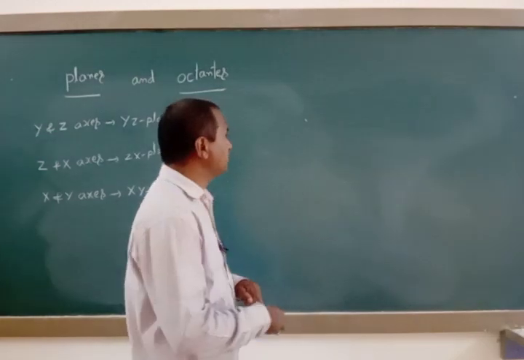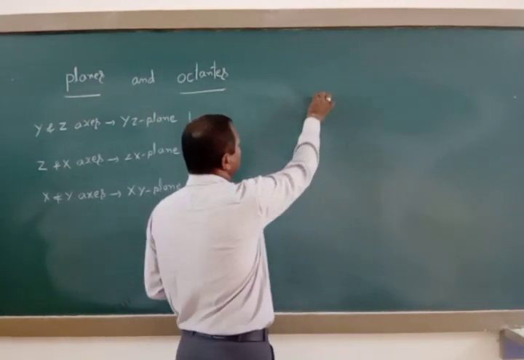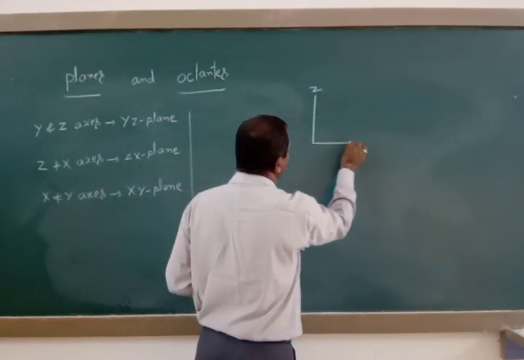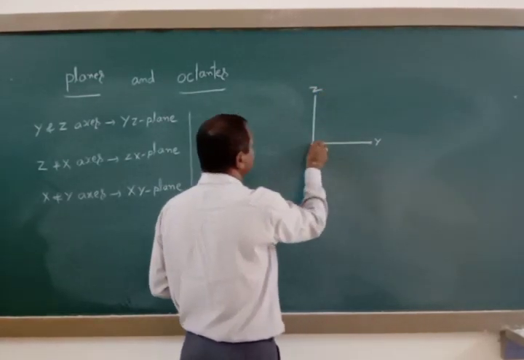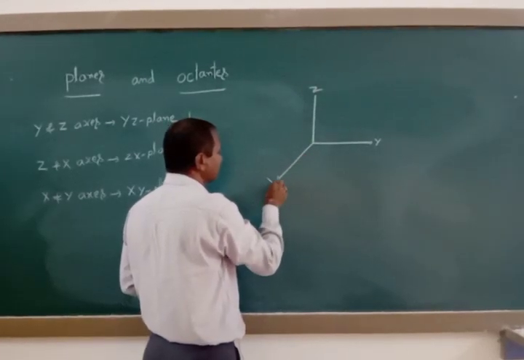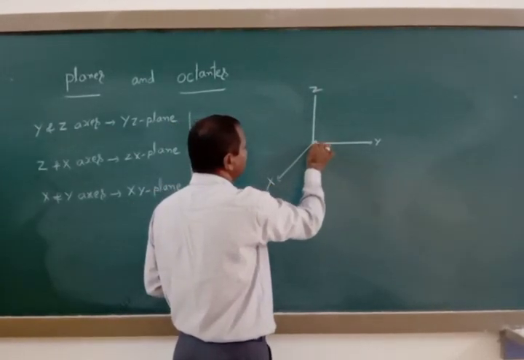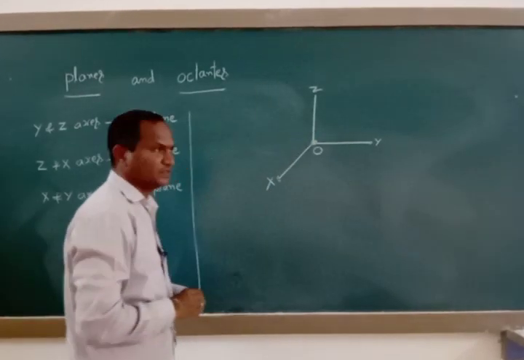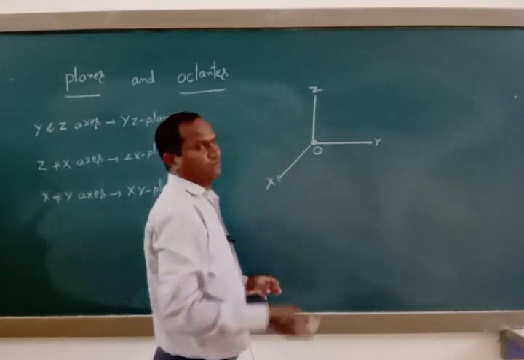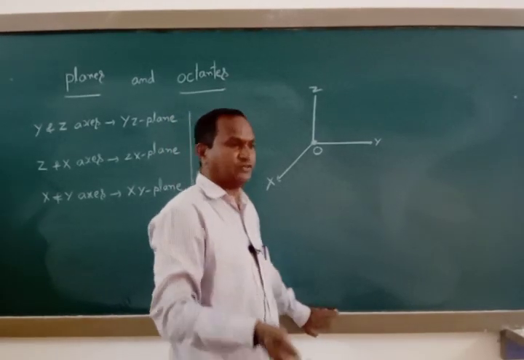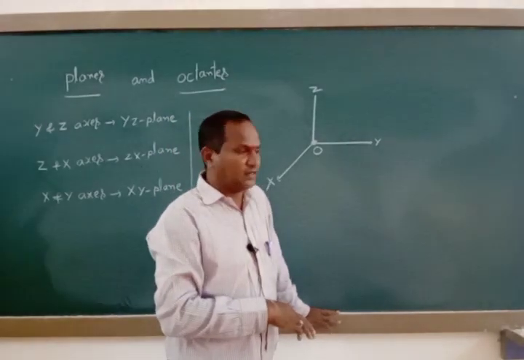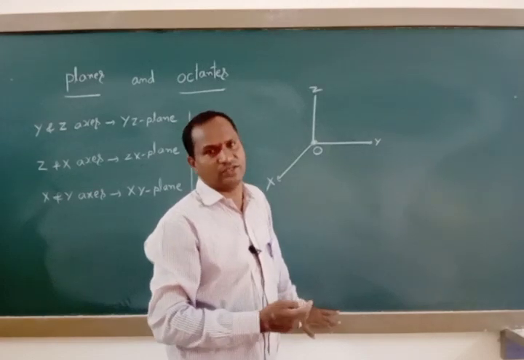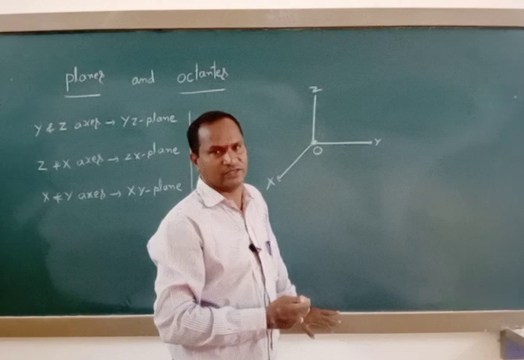For example, diagrammatically I am showing the z axis here, the y axis here, and the x axis here. They are mutually perpendicular to each other. It is one octant here. Wherever there is a negative direction, we get one more octant. Another negative direction, one more octant. Like that, according to the octant, we get the coordinates of a point also.